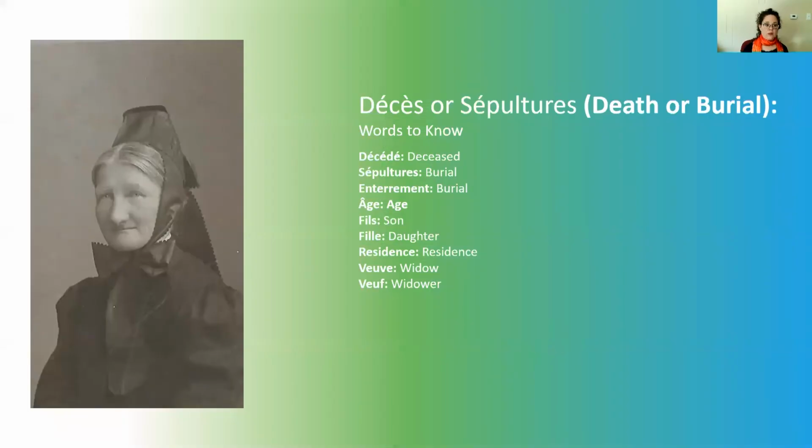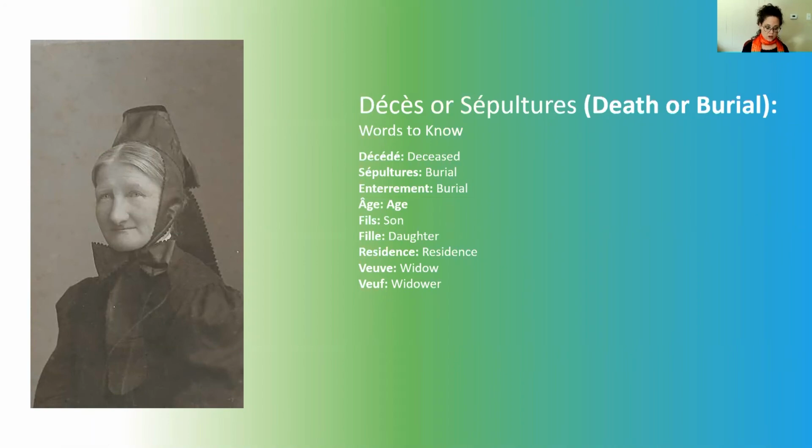And finally, we will move on to death or burial records, and these are your vocabulary words. Décédé, deceased. Sépulture, burial. Enterrement is also burial. Âge, age. Fils, son. Fille, daughter. Again, residence. Veuve, widow. Veuf, widower. So let's talk about what you can expect to find in death records.